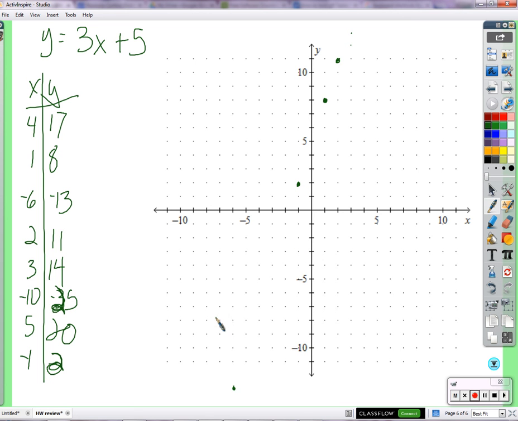Okay. How about 0? What would I get if I put a 0 in for x? 5. That would be pretty easy, though. All right, Cadence, does it look like it's all over the place, or does it look like it's still in a straight line? Still in a straight line, but it doesn't go to the origin. Does that matter? Does that make it not a straight line? No?